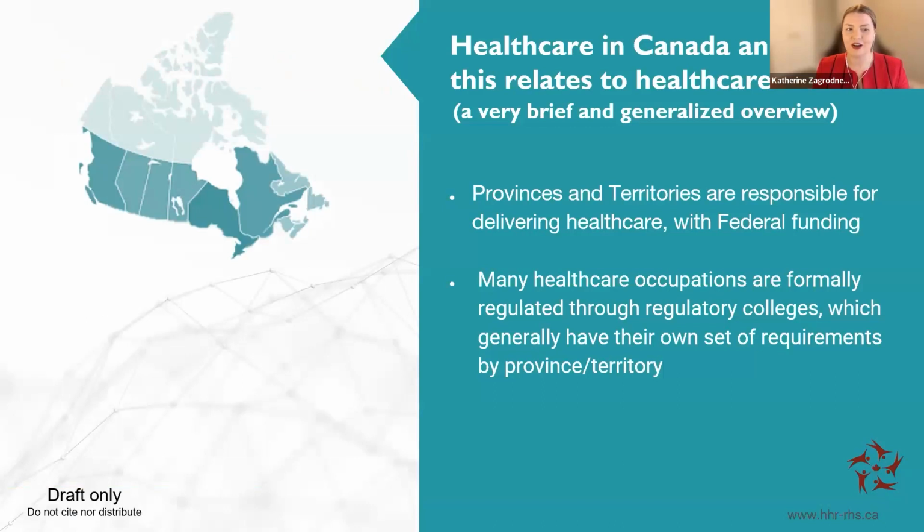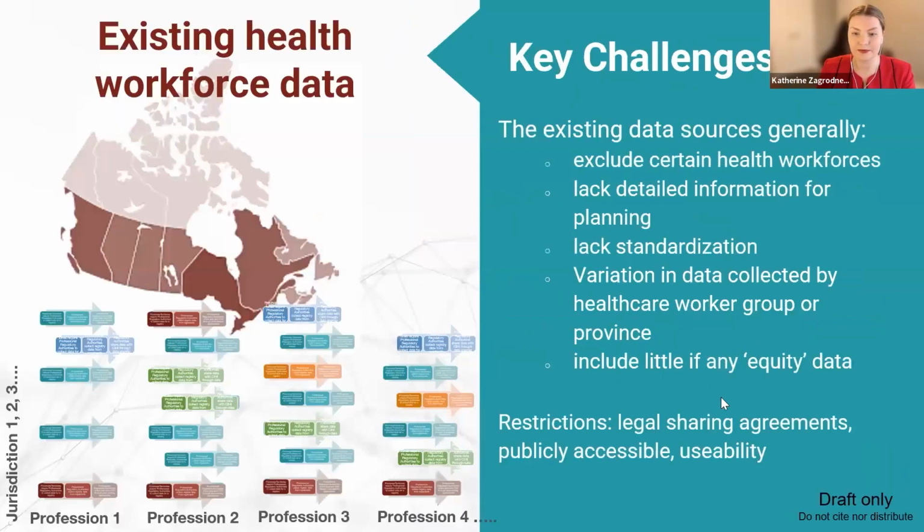So diving right in, I'll very, very quickly provide some information about the way many healthcare services are delivered in Canada, in case people are just joining and who are unfamiliar. Canada has a decentralized healthcare system wherein provinces and territories receive federal public funding and were granted the responsibilities for delivering universal healthcare. The division of responsibilities between government levels is highly political. Many healthcare occupations are formally regulated through regulatory colleges, which generally have their own set of requirements by province and territory.